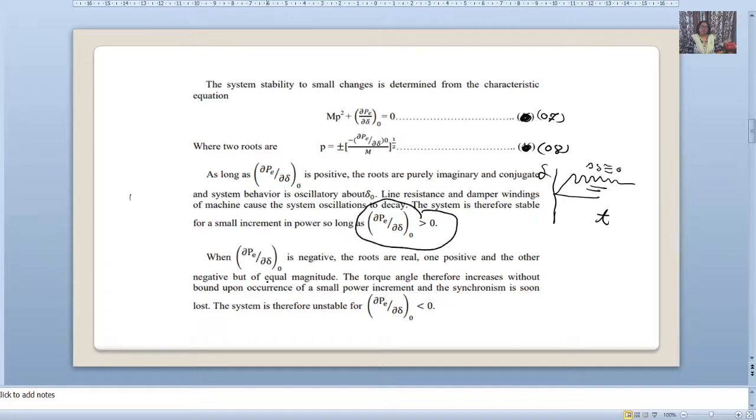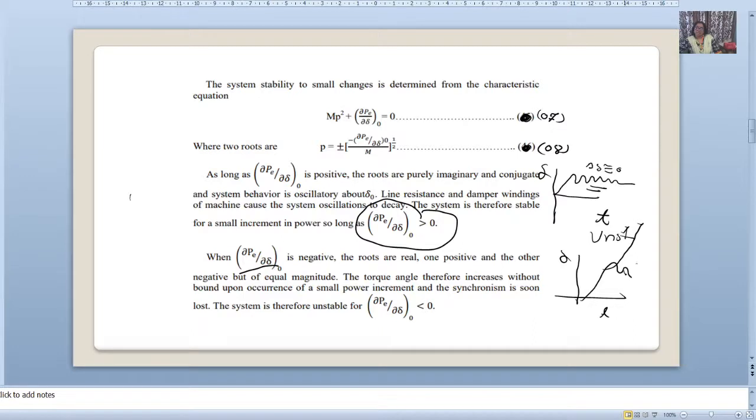Greater than 0. When delta P upon delta del is negative, the roots are real, one positive and the other negative, but of equal magnitude. The torque angle therefore increases without bound on occurrence of a small power increment, and synchronism is soon lost. In the delta versus t curve, instead of going down it will go up, and then the system will become unstable.